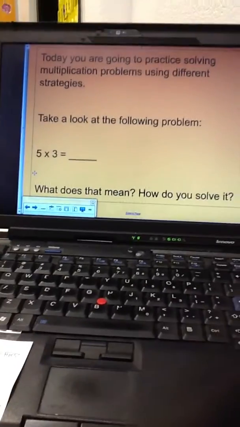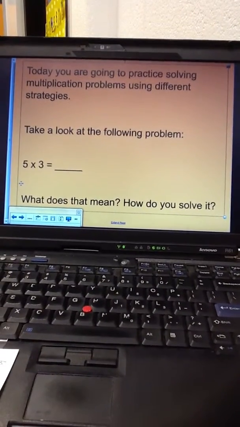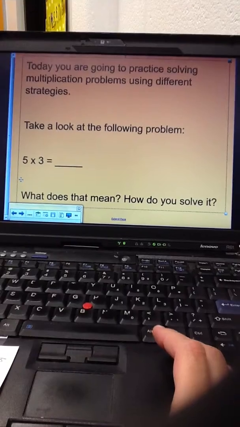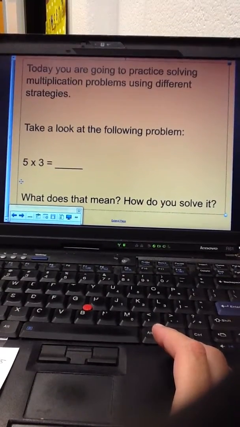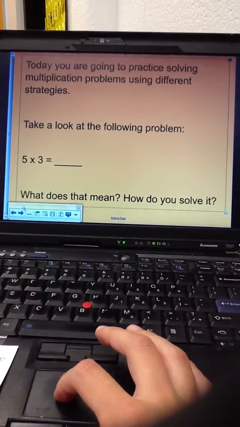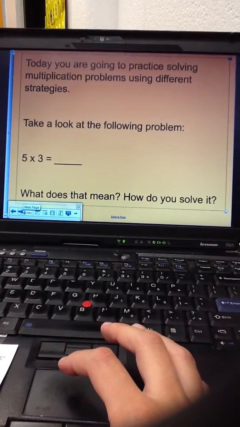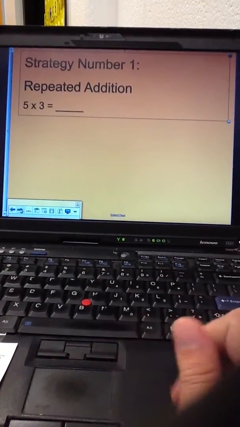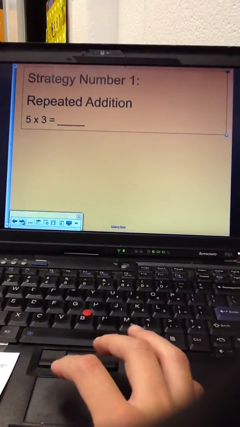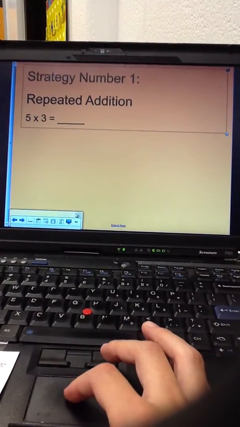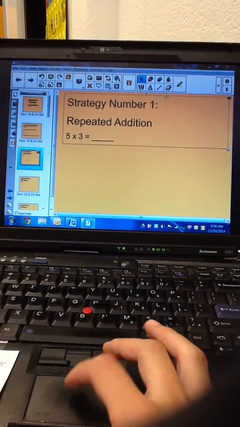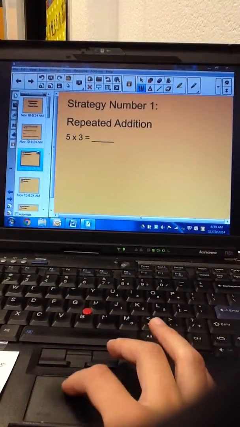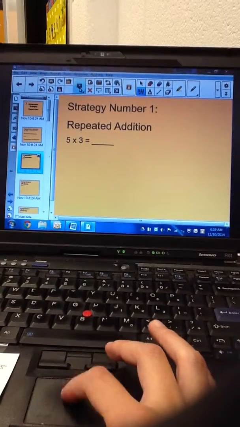Pause the video and turn and talk to your neighbor for just a few seconds and see if you have some ideas on how you can solve this. Anybody having a little bit of trouble? Well, here's one way you could solve this problem. One way you can solve this problem is by repeated addition. So I'm going to close out here and I'm going to get my pen and I'm going to show you what I mean by repeated addition.